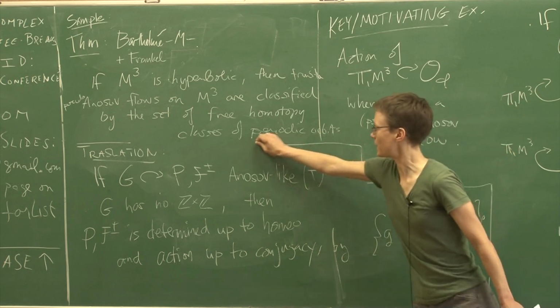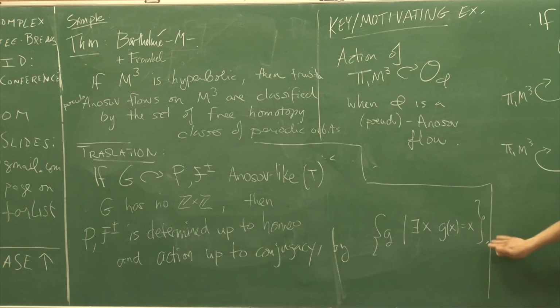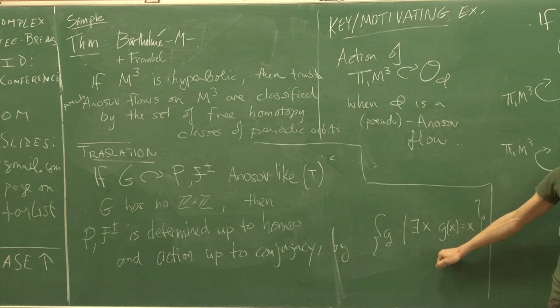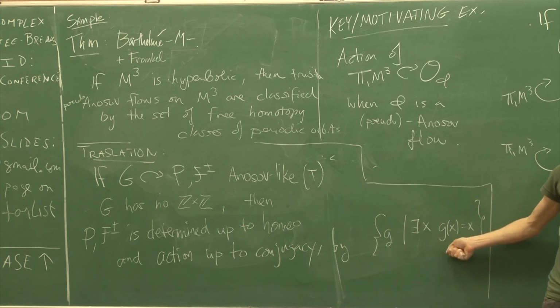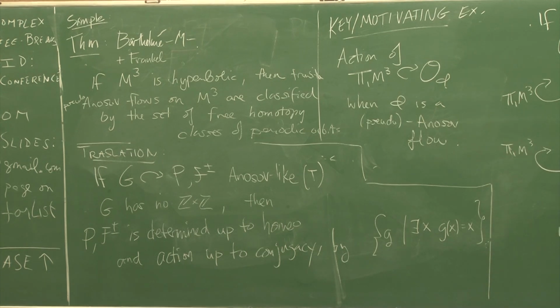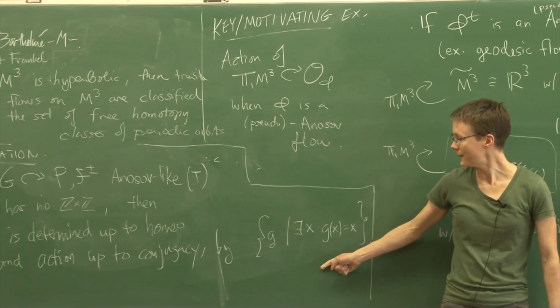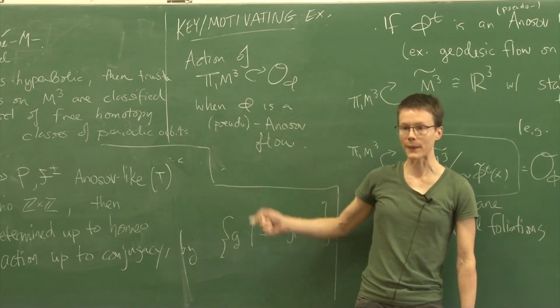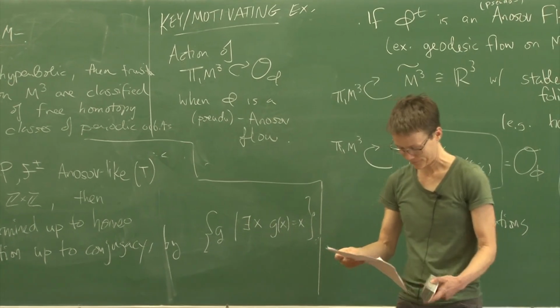All right, whoops, this kind of got out of hand. Okay, so what does this mean? What do I mean by determined? If you have two actions of the same group and these sets are the same, well, then the planes with their foliations are homeomorphic, and you can find a homeomorphism that conjugates the action. Okay. So this is kind of wild, that just a list of group elements plus these axioms is enough to recover the whole picture.